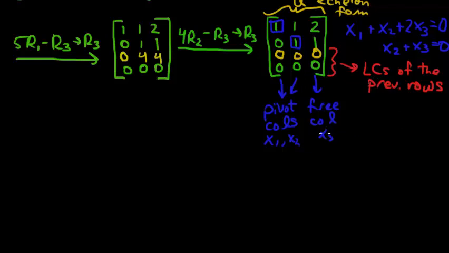Now, we said that x3 was a free column. So let's focus on x3, which means that we can pick anything that we want for x3 and plug it in and generate a solution in the null space. So why not start with the most simple thing to plug in, which is x3 equals 0.